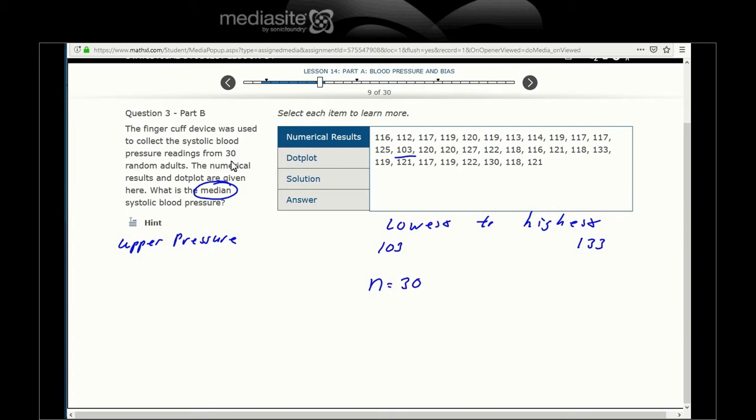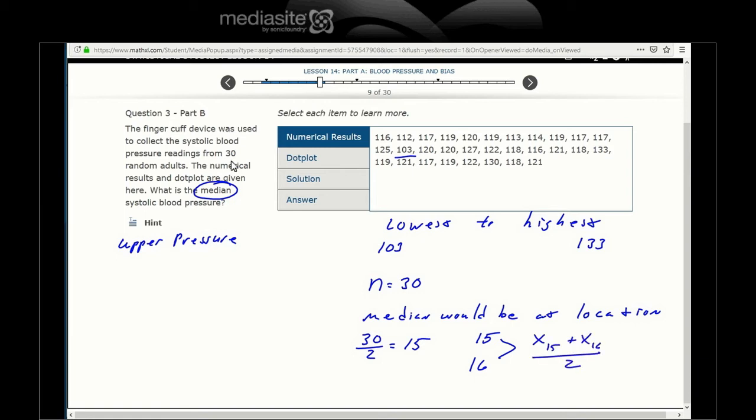All right. So the median would be at location, let's see, 1/2 of 30 is 15. That's a whole number, so we need to look at positions 15 and 16 and basically average them together. So we need to find the 15th and the 16th number.